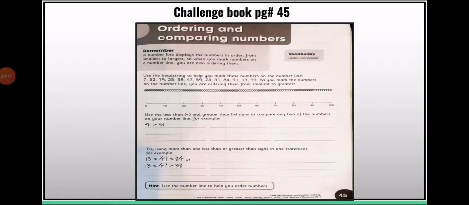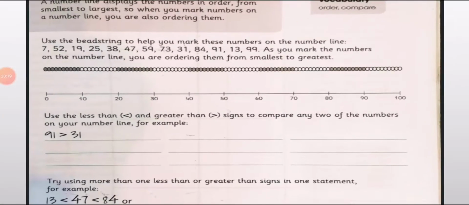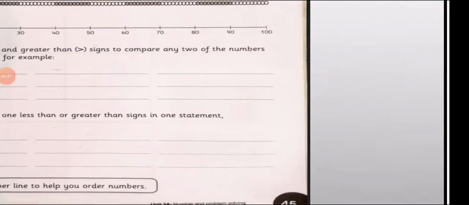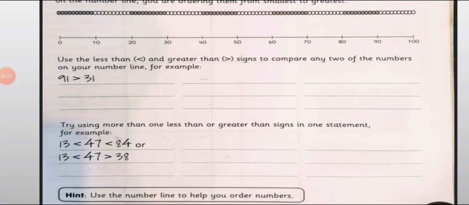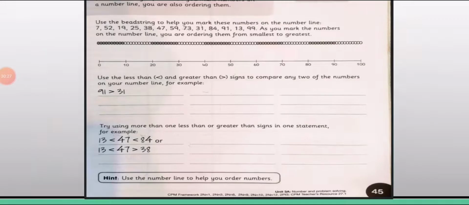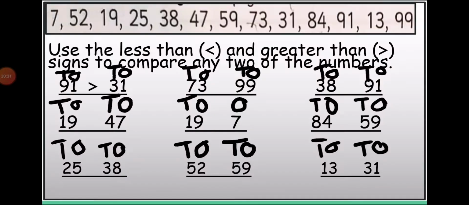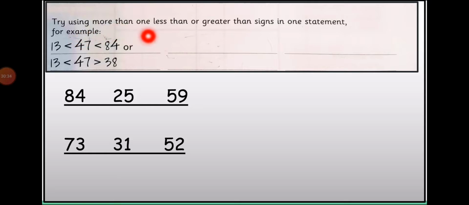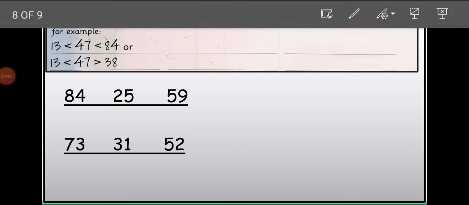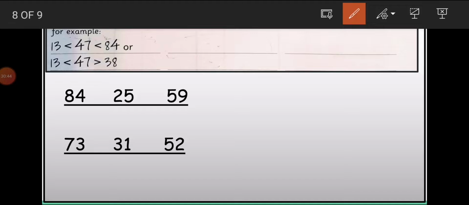You can see this is the first part, the beads. Then, after doing the beads work and the number line, you will go for the number sentences, greater than, smaller than. Then you will do the third part using greater than and smaller than signs more than one time. Now, try to use more than one less than or greater than sign in one statement. For example, they have done two of them here: 13, 47, 84. Let me write them again and I will explain properly.